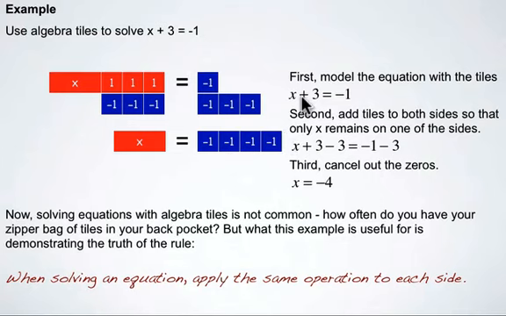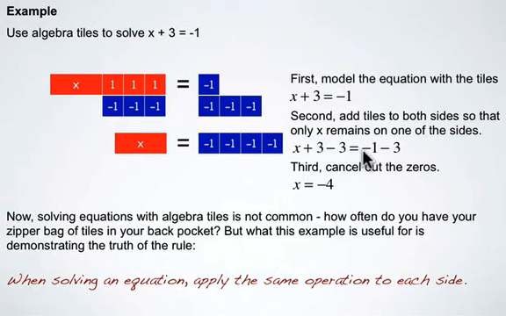So if we look at it algebraically, x plus 3 equals negative 1. We added negative 3 to both sides, negative 3 and negative 3, to cancel this out. When we do that, we get x, because 3 subtract 3 is 0, equals negative 1 subtract 3, negative 4.